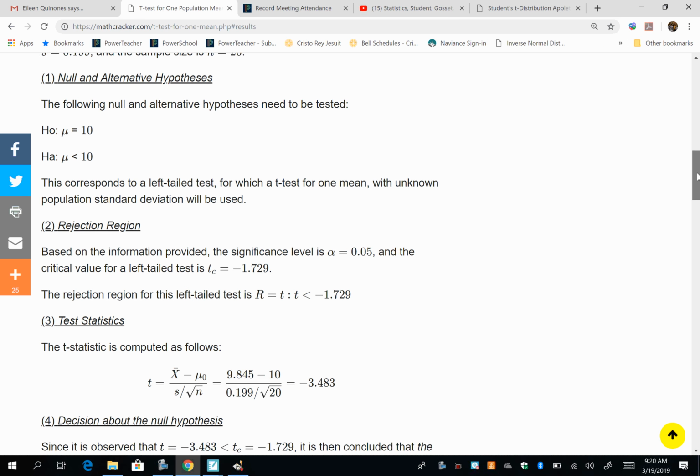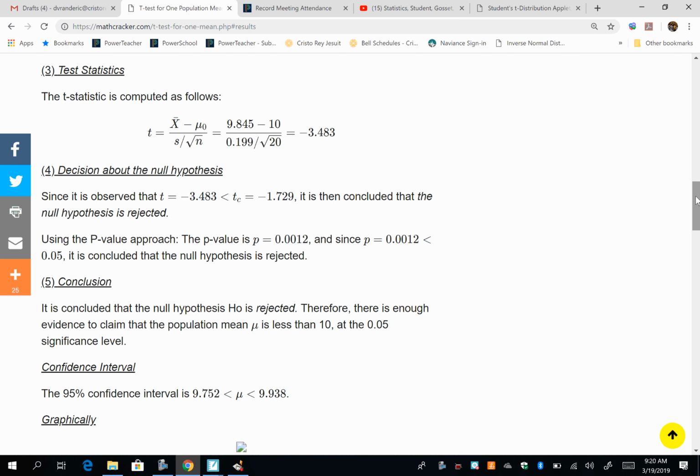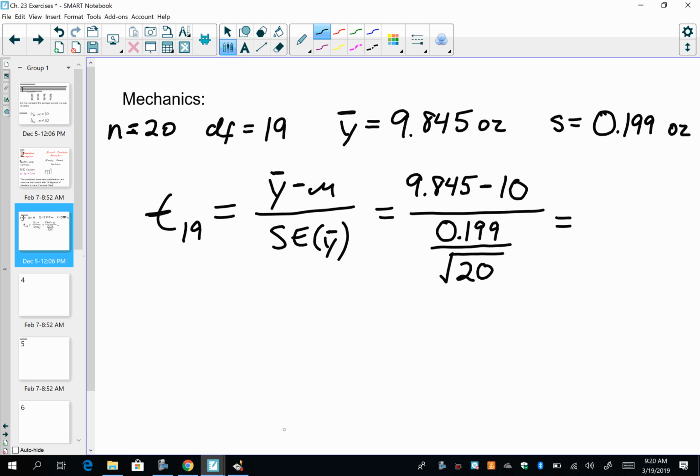Okay. You should see a bunch of stuff here. The first thing I want you to write down is the test statistic. Do you guys see the test statistic? It should work just like our work. So let's write down that number. Looks like it's negative 3.483.